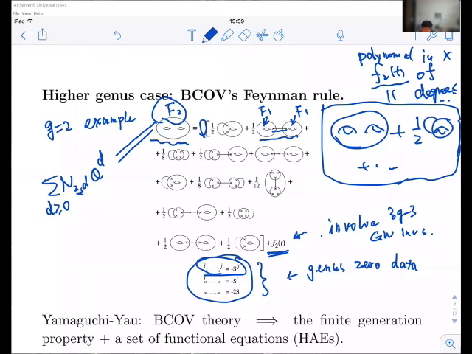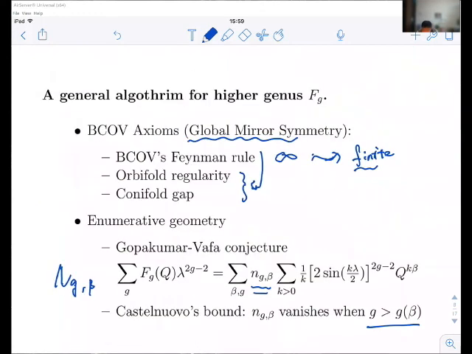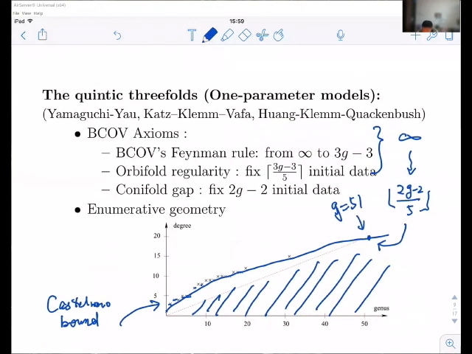Of course, a physical way is, as I mentioned, they use all this global mirror symmetry and other data to fix that. So that's the hardest part after the BCOV Feynman rule. The hard part is the finite number, how to compute them. For the quintic case, as I drew in this picture, they have many constraints, and they use these constraints to say that up to genus 51, those constraints are enough. But for larger genus, those constraints are not enough.